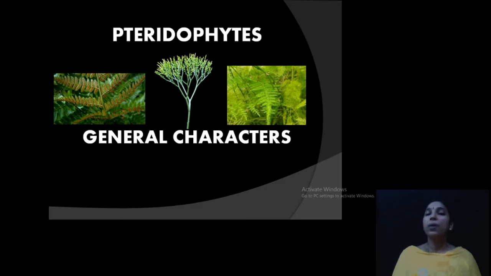Just by looking at these images that I have displayed in this slide, you can see these plants are familiar to you in your surroundings, while you are walking, when you are going on a tour, in the laterite soil, in the paddy fields, on the roadsides, etc. They are very common, and when you observe these plants, under the leaves or on the margin you can see some spore-like structures also. These groups of plants are known as pteridophytes.